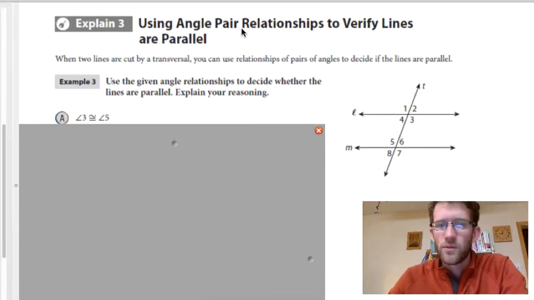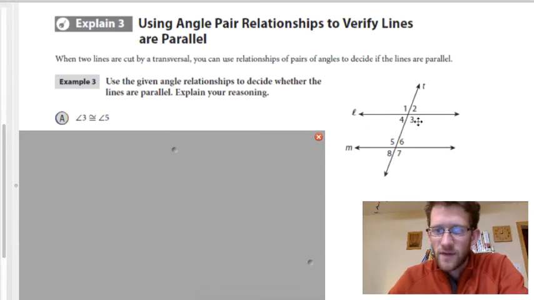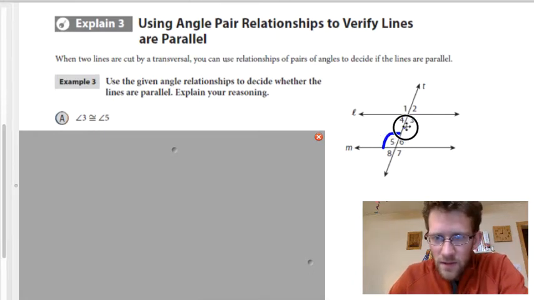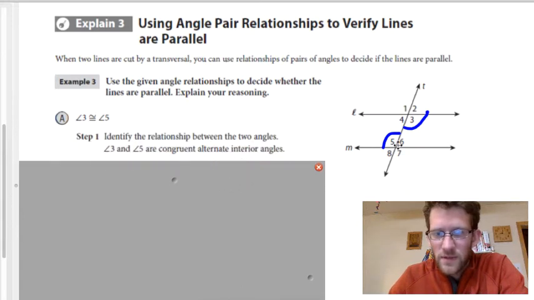We're going to use those angle pair relationships just to verify that these lines are parallel, right? So again, this just comes down to identifying the relationship between these two angles. Angles 3 and 5, well, what are these angles? They are alternate interior angles, right? So we can use the converse of the alternate interior angle theorem.